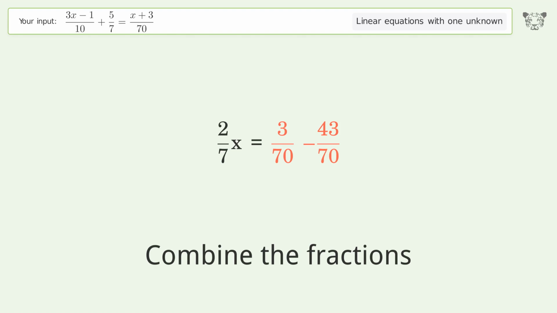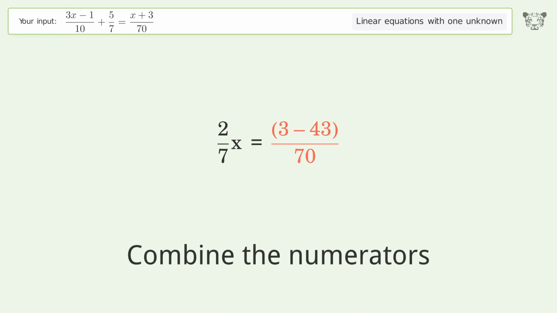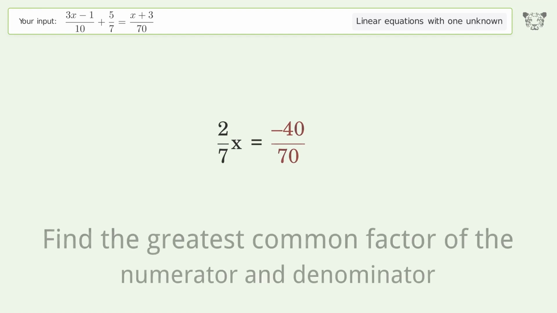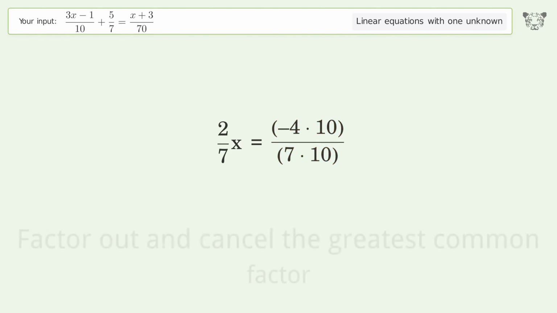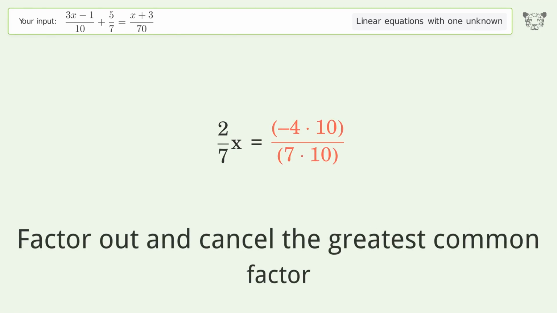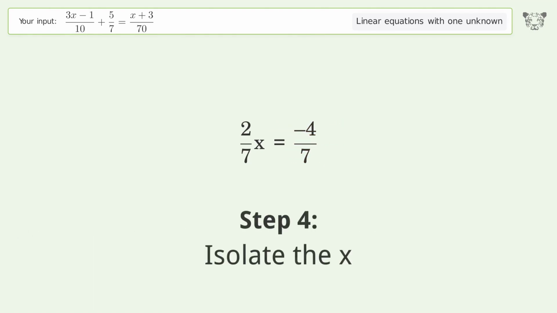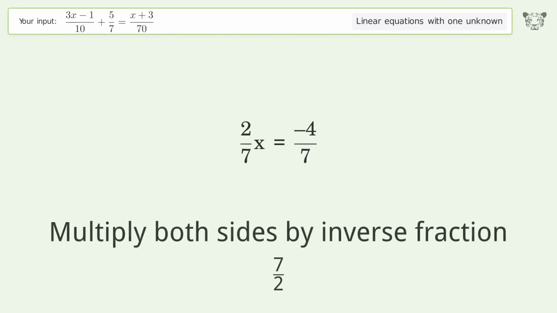Combine the fractions. Combine the numerators. Find the greatest common factor of the numerator and denominator. Factor out and cancel the greatest common factor. Isolate the x. Multiply both sides by inverse fraction 7/2.